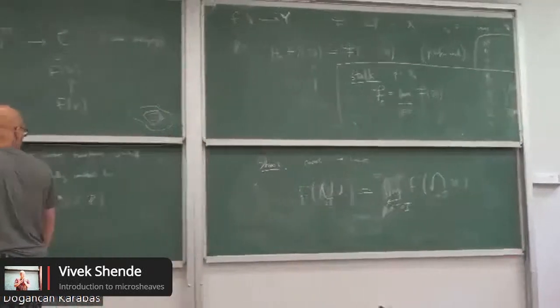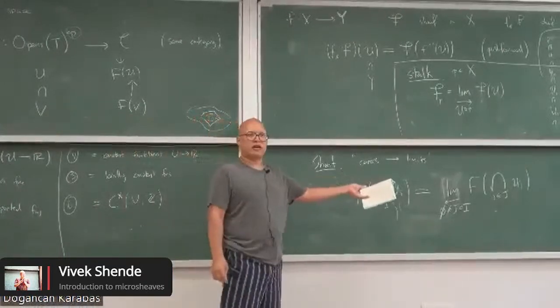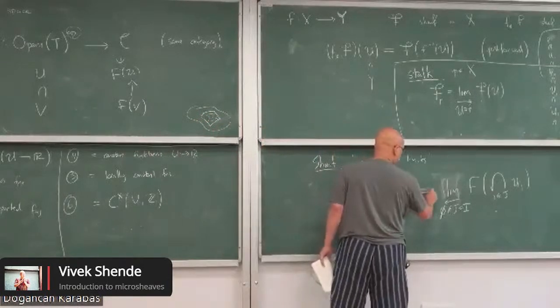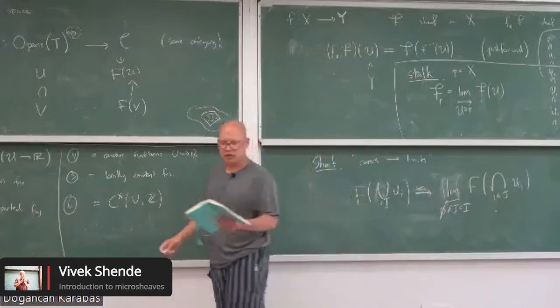Let me just go over this. So this is what it means to be a sheaf. The property of limit means there's always a map in one direction, and being a sheaf means that map is an isomorphism.